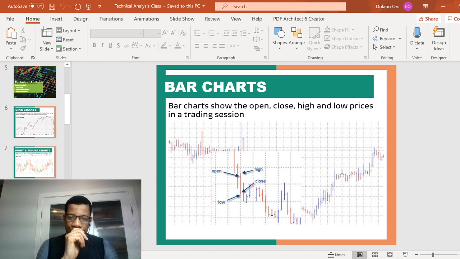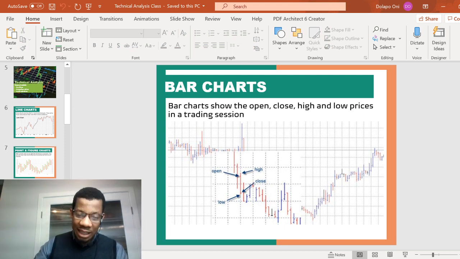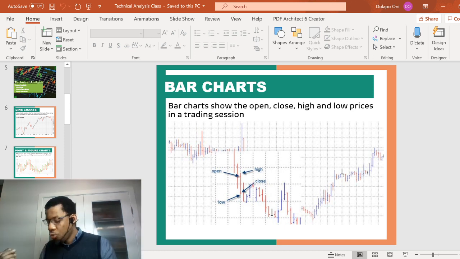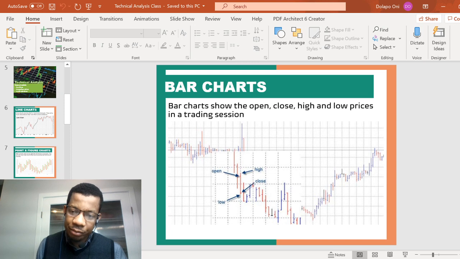Another type of chart which is very popular in the market among traders is the bar chart, and I particularly like bar charts. They're not my top number one type of chart, but I like bar charts because they give you a lot more information about the prices in each trading session. Each bar that you see right there actually represents a trading session, so at this time when there was a trade in the market, this was the information about that trading session.